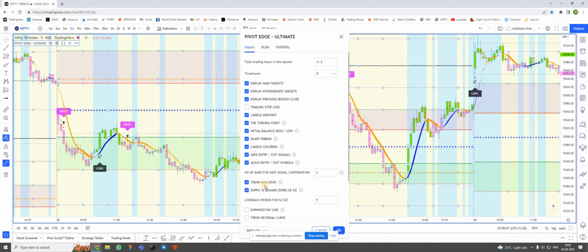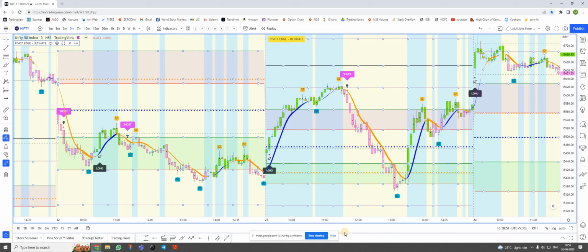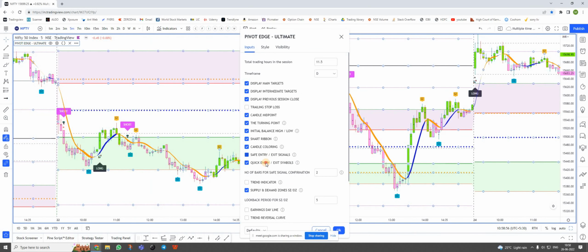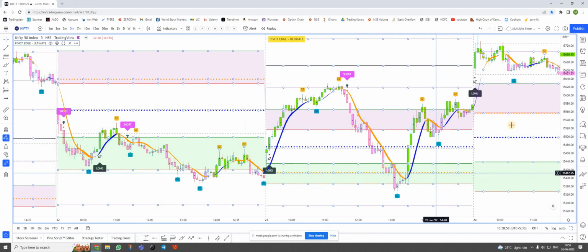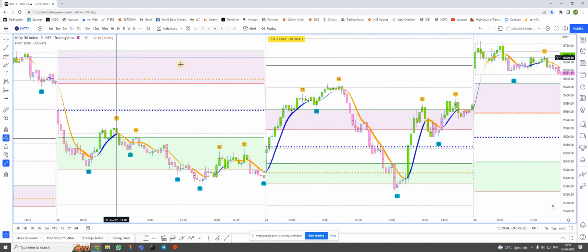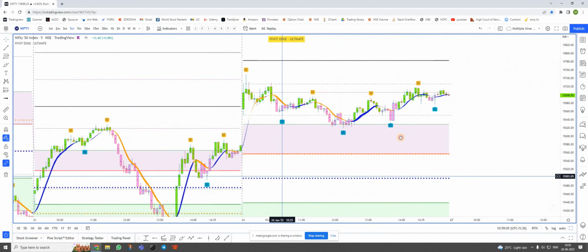Next is supply zone, demand zone. It is one of the important aspects of this indicator. I'll switch off these signals first. We'll spend a few minutes on this, understanding what it is, how to use it. Okay.